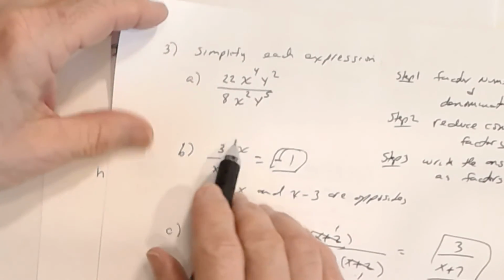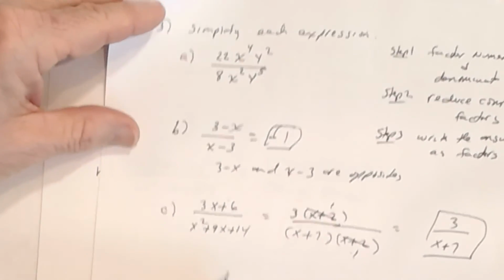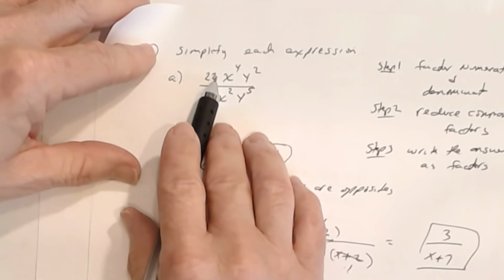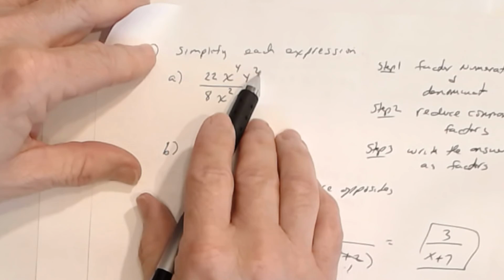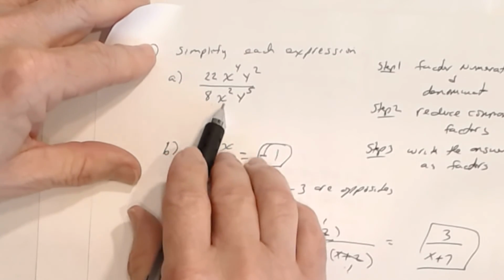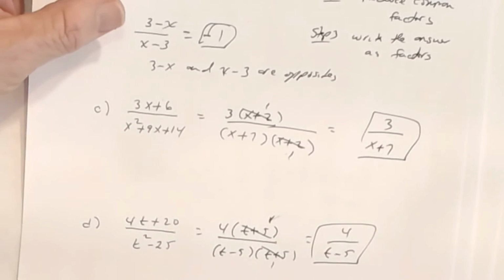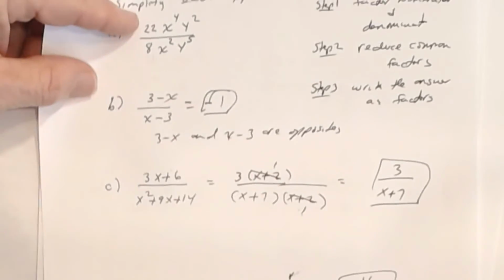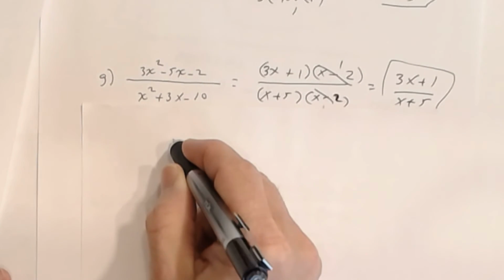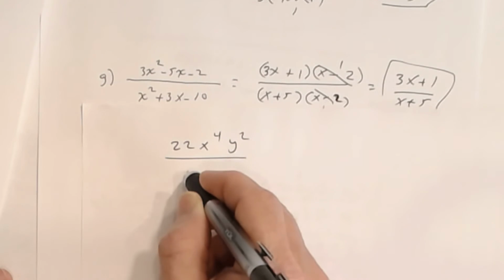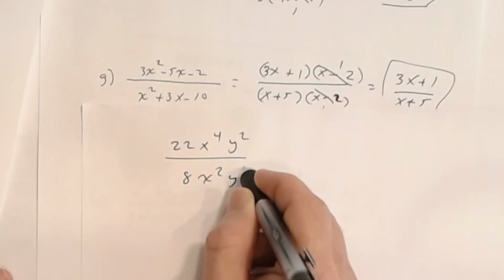Okay, now let's go back to letter A right here. You see, the difference between A and all of these others is that these are all monomial factors. 22 times x to the 4th times y squared. 8 times x squared times y to the 5th. So the way I would do that, if you're kind of struggling with that kind of problem, is this. Let me go ahead and rewrite it over. So this is the way I would do that. 22x to the 4th y squared divided by 8x squared y to the 5th.